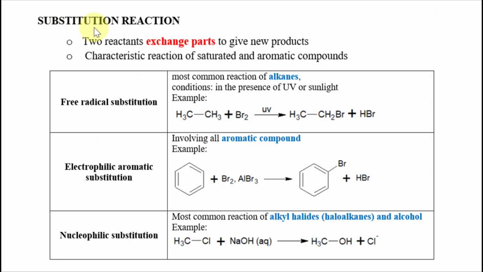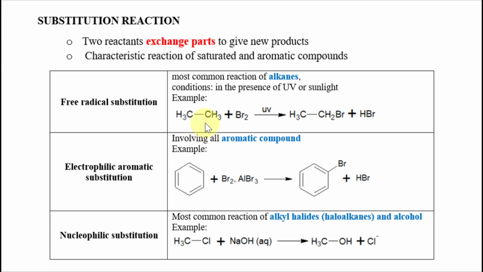A substitution reaction is a reaction in which one atom or group of atoms replaces another atom or group in a molecule. There are three types of substitution reaction: free radical substitution, electrophilic aromatic substitution, and nucleophilic substitution. Free radical substitution is the most common reaction of alkanes or cycloalkanes. The condition needed in this reaction is the presence of UV light or sunlight.